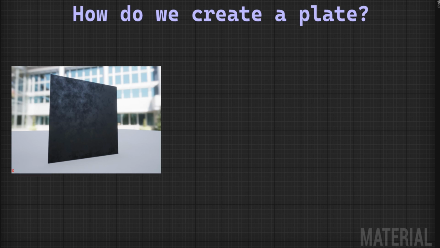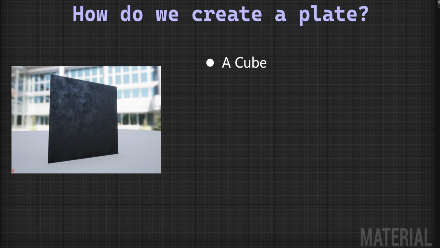Welcome! In this lecture, we'll be beginning to create our first material, or dirty platform, and with a moving arrow. To create a dirty platform, let's look at how we create a plate that looks like this inside of our level. There are three things you need.